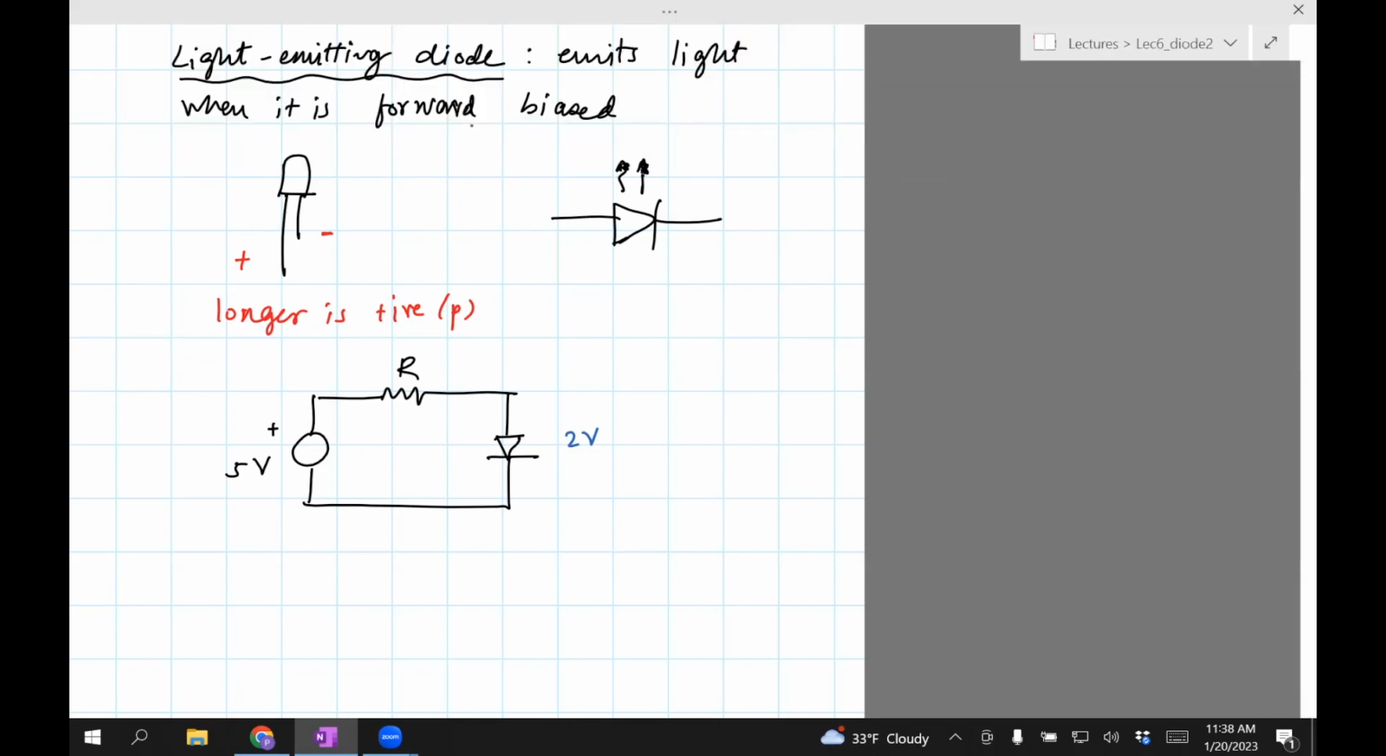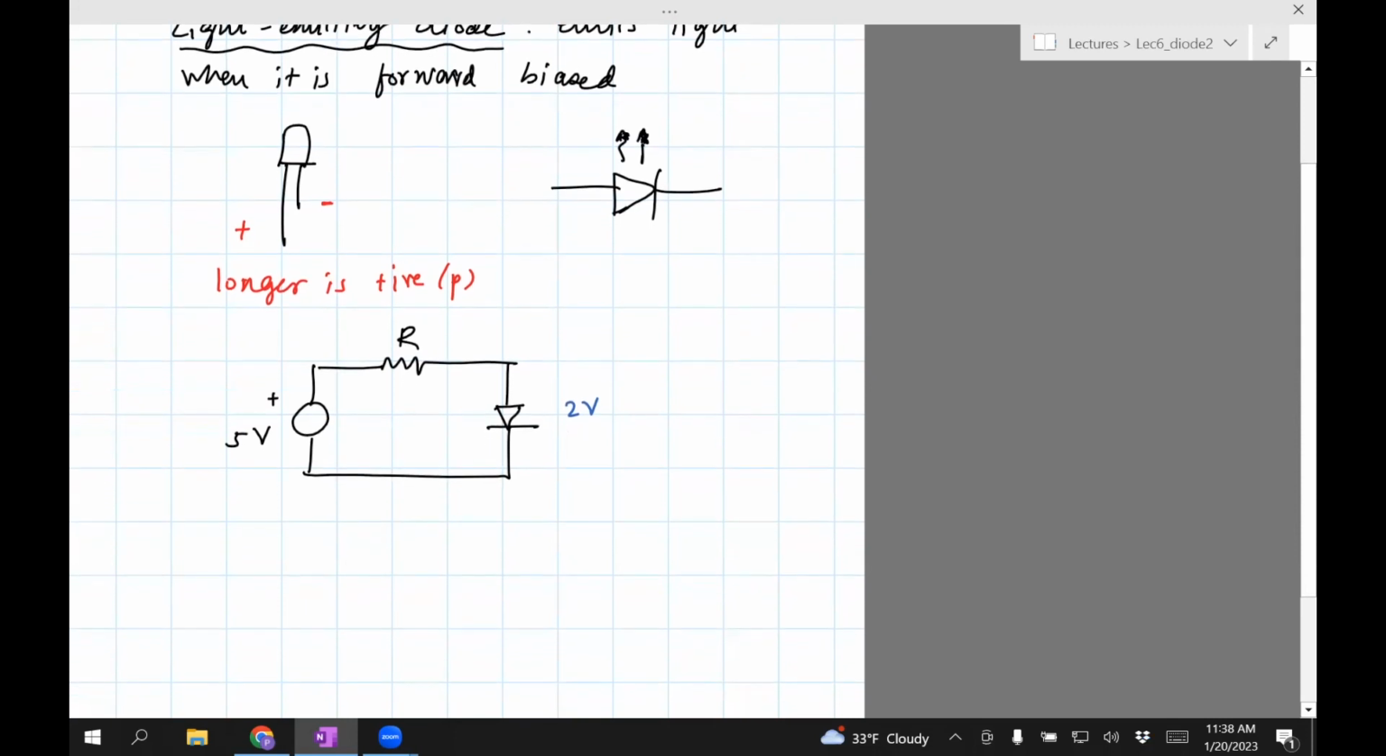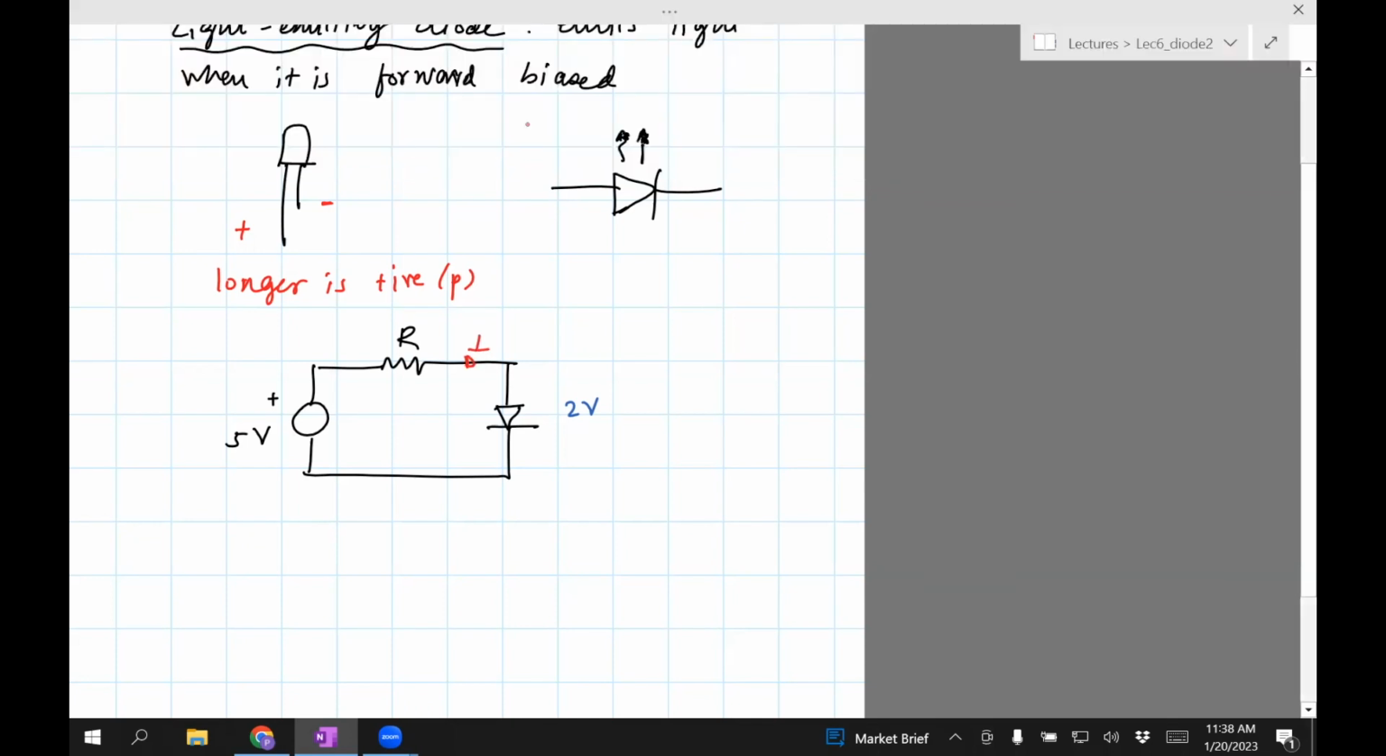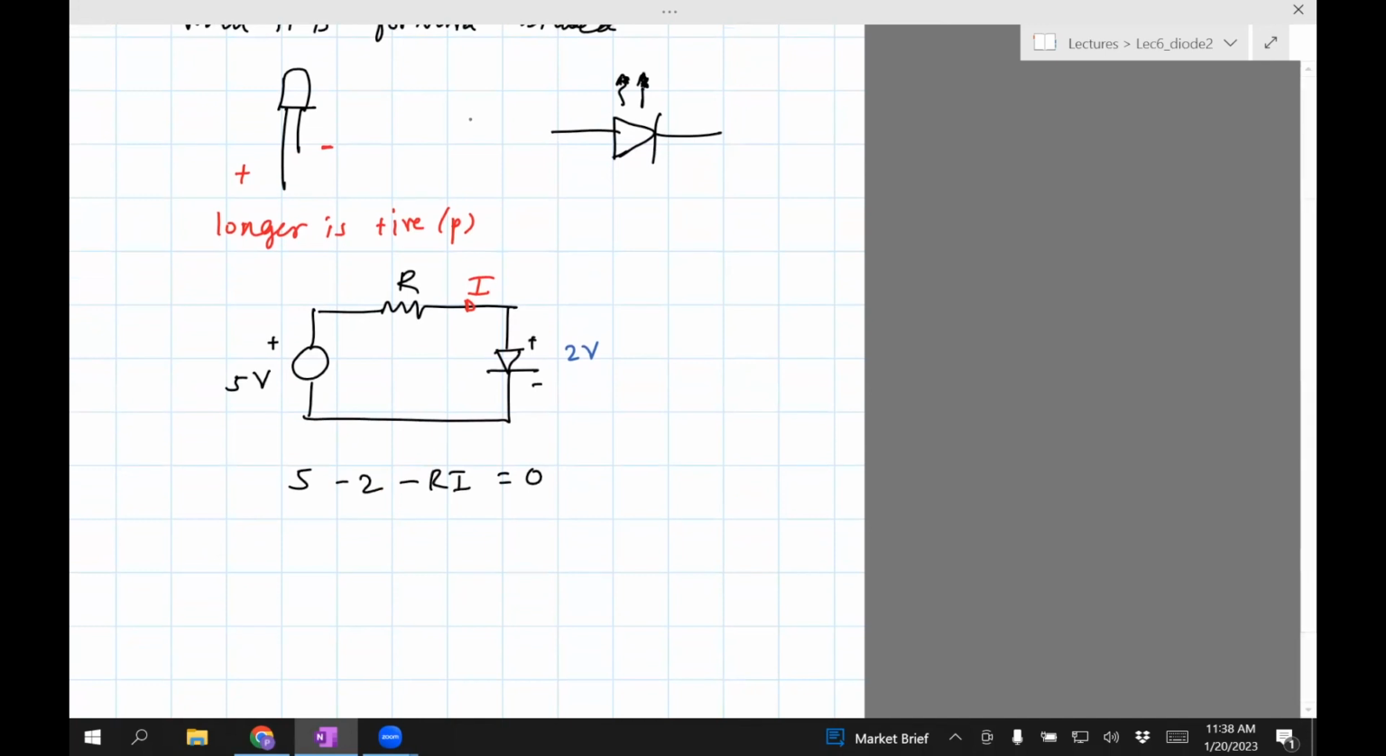So we want to now compute what sort of resistor we need. So it's actually not very hard. So let's assume that the current is I. Then we can see that, using KVL, we have 5 minus 2 minus IR equals 0. And so we have 3 equals RI.